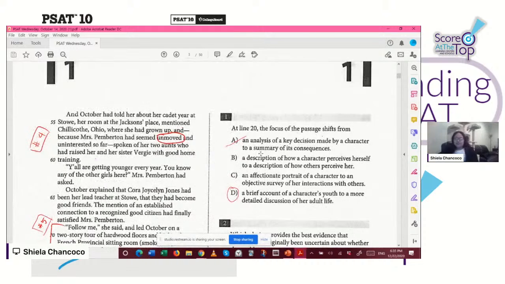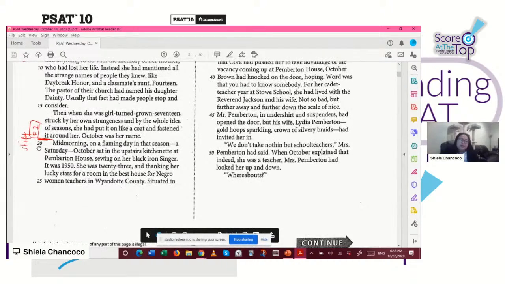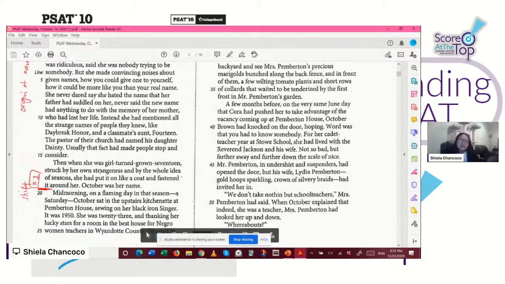So first things first, question number 1. At line 20, the focus of the passage shifts from. As you can see here, the answer is D: a brief account of the character's youth to a more detailed account of her adult life. The shift is around line 20. The first two paragraphs were about her childhood and how she came to be October, like her name as October. So this was very interesting.